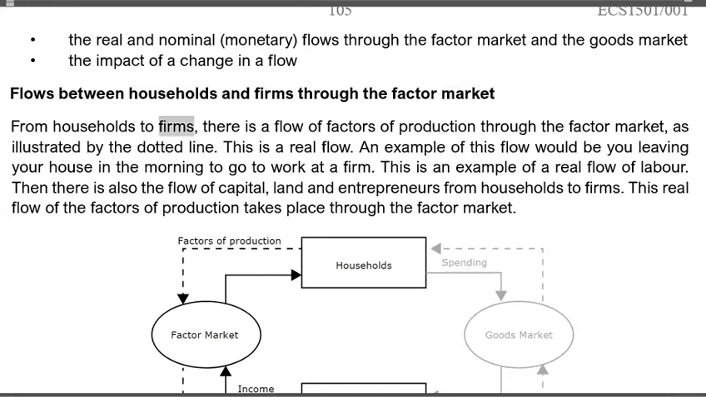From households to firms, there is a flow of factors of production through the factor market, as illustrated by the dotted line. This is a real flow. An example of this flow would be you leaving your house in the morning to go to work at a firm. This is an example of a real flow of labor. Then there is also the flow of capital, land, and entrepreneurs from households to firms. This real flow of the factors of production takes place through the factor market.